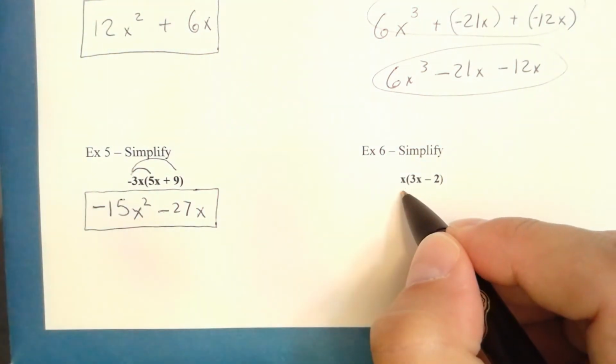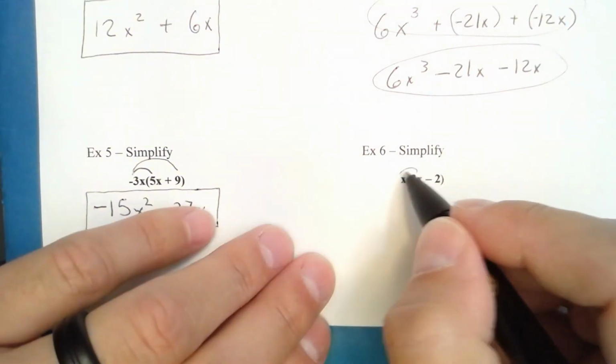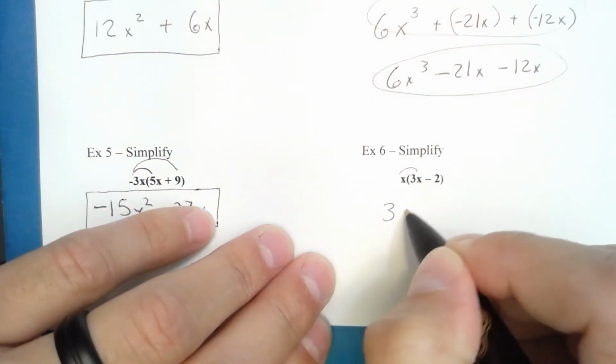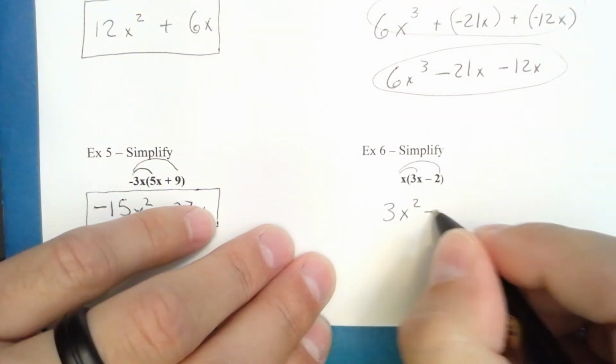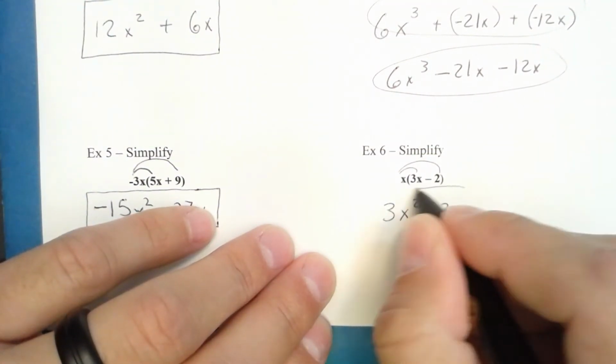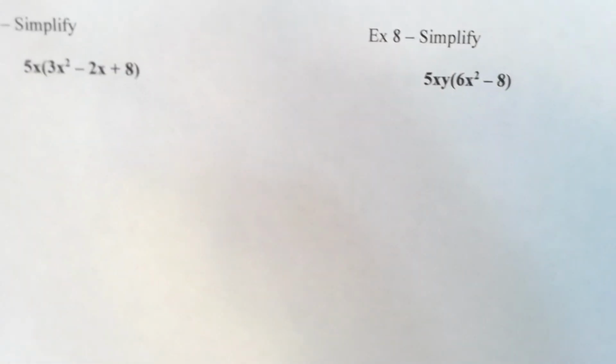Here we go. Shortcut this one too. x times 3x. Well, that's 3x squared. And then x times negative 2. Well, negative 2x. All right, 3 more examples for us to consider.